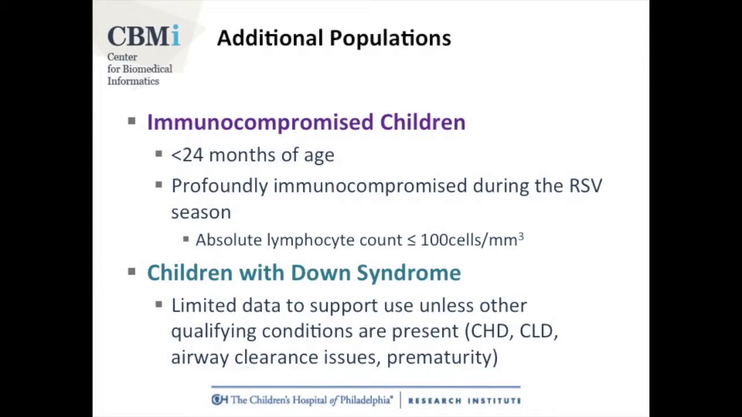And then one of the populations that has been discussed in the past for palivizumab use is children with Down syndrome. They did call out in these guidelines that there's limited data to support the use in this population unless there are other qualifying conditions present, such as chronic lung disease, congenital heart disease, airway clearance issues, or prematurity. So the existence of their Down syndrome diagnosis alone would not make them eligible. They would have to have one of the other eligible diagnoses present.